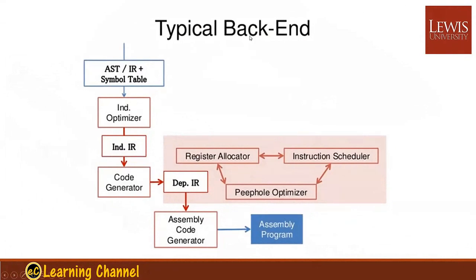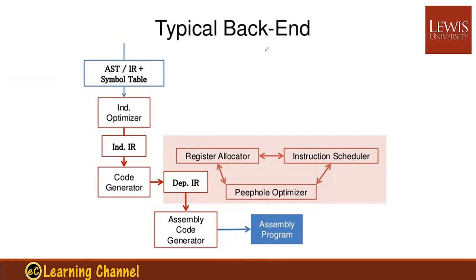So in a typical backend, after the tree has been generated, your symbol table and your register allocation will be here, but this one is primitive. So you will go into instruction-set independent optimization. But here it's not one optimization.